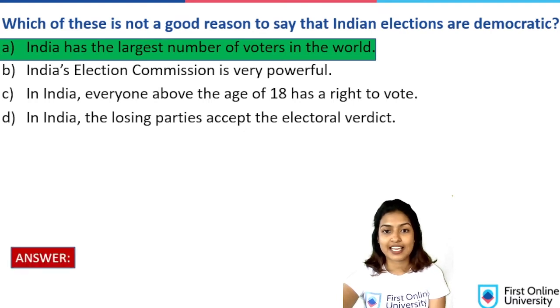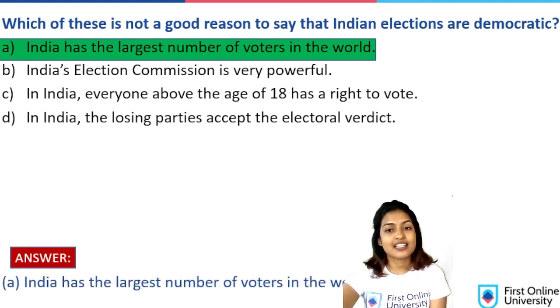It is definitely A. India has the largest number of voters in the world. So this is definitely not a good reason to say that the elections are democratic. The other three, B, C, D, are very good reasons. These three reasons are why the Indian elections are democratic in the first place.